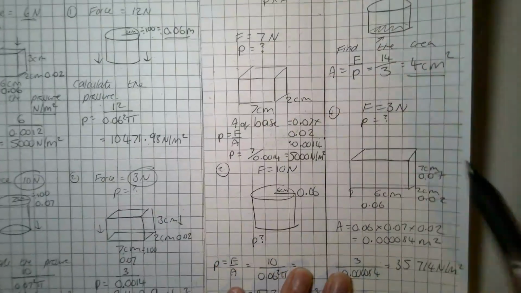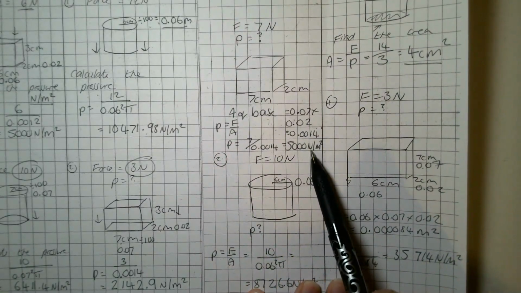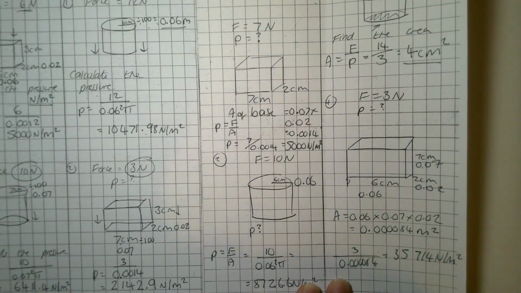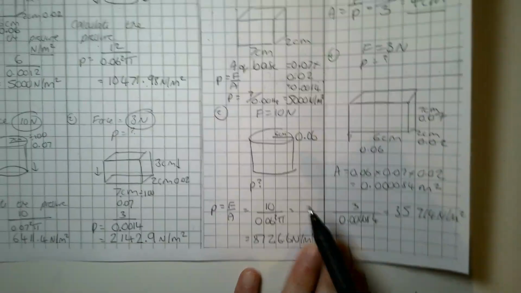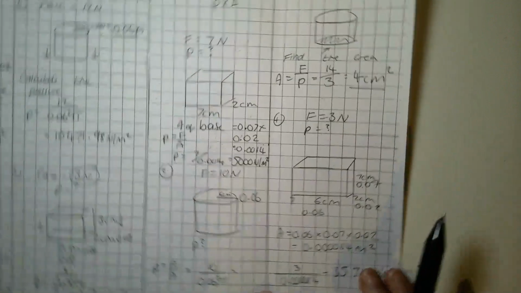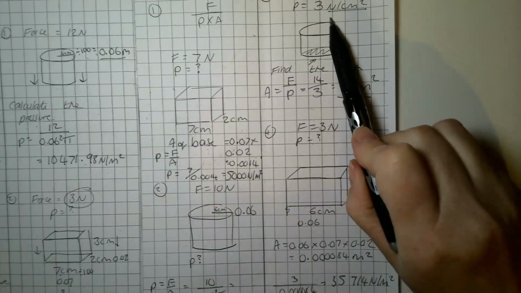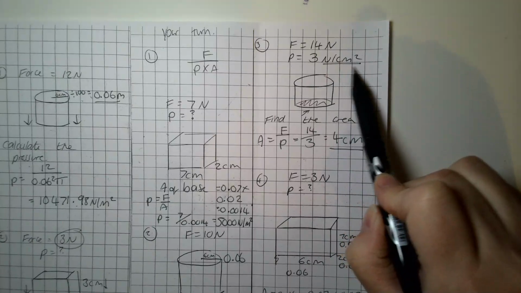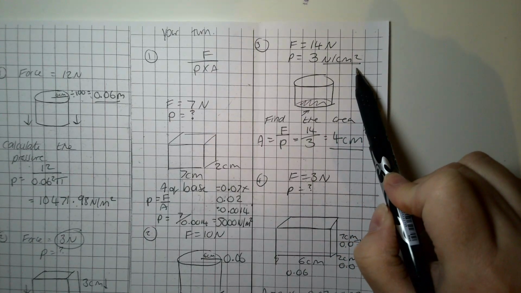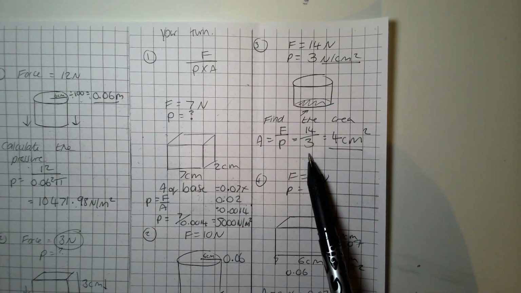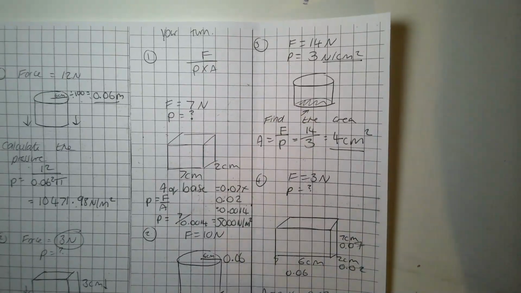Okay, here are your answers. So for question number 1, you should have got 5,000 newtons per metres squared. For question 2, you should have got 8,726.6. For this one, now this one was a bit sneaky. The units are in newtons per centimetres squared. It should really be in metres squared. However, using the formula, the force divided by the pressure gets you 4 centimetres squared.